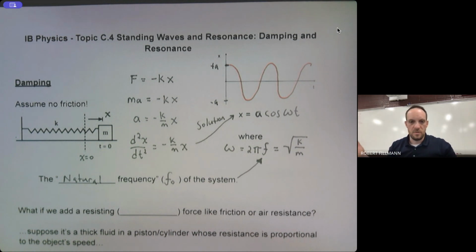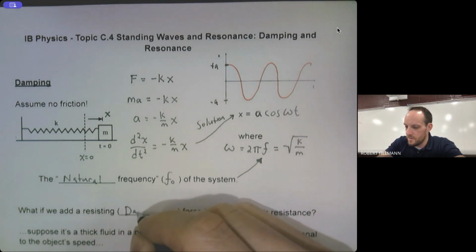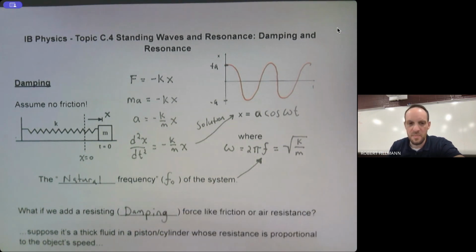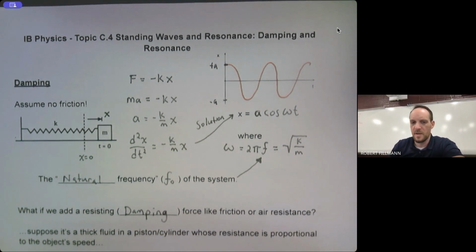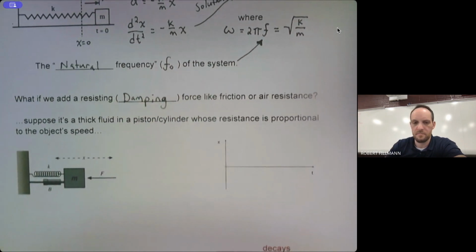So this is just review. We've talked about all of this before. What's new now is we're going to ask the question, what if there's another force present? What if we have a resisting force like friction or air resistance? In other words, what if this is realistic? It's not just going to oscillate forever. It's going to eventually slow down. Energy is going to be lost. And the term for this in oscillations is called damping. We have a damping force. Any force that resists my oscillation and slows it down and takes energy away is a damping influence.